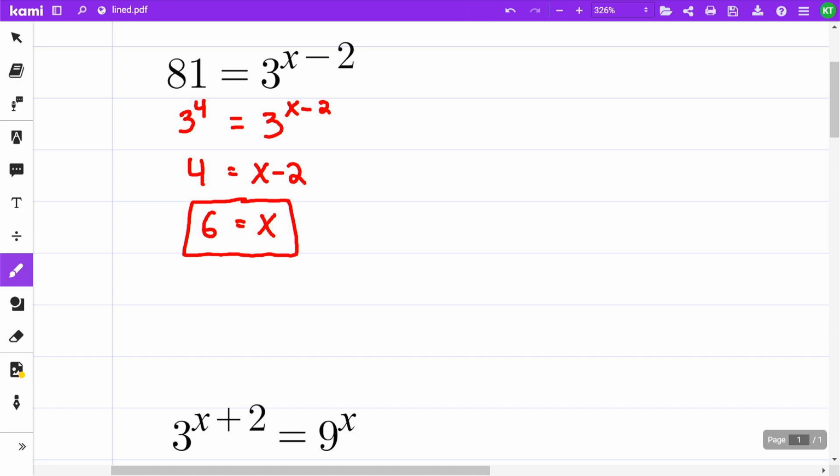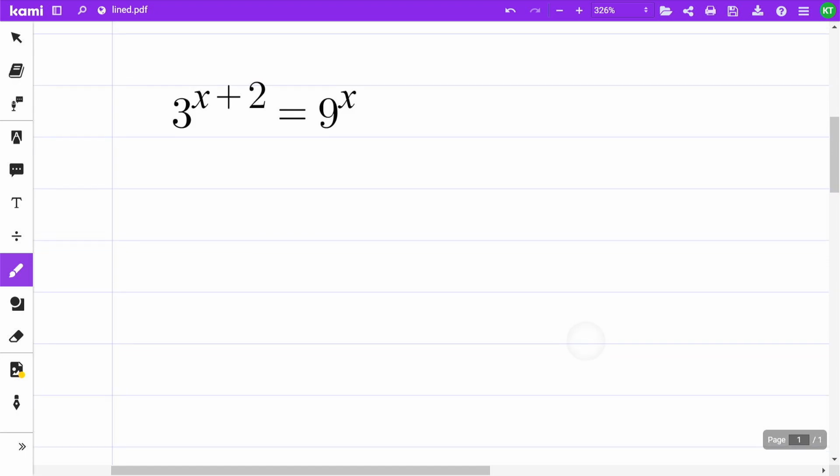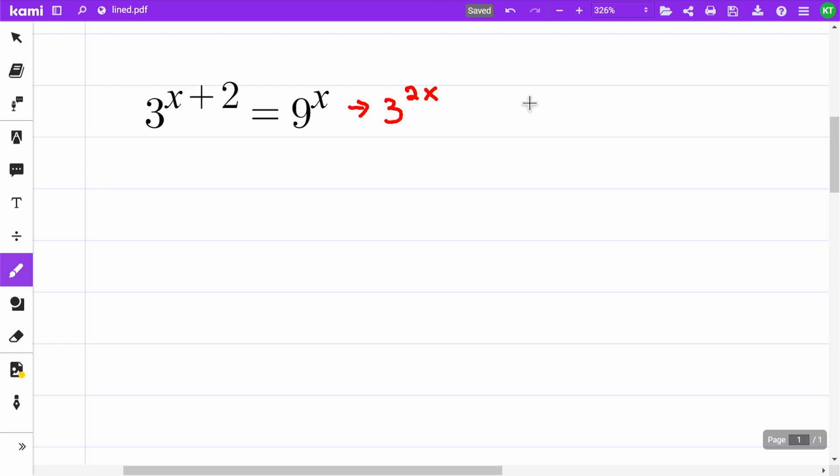All right, so moving on to maybe a little bit more advanced example here. Again, same thing can apply. So I have 3 to the power of x plus 2 equals 9 to the power of x. I can rewrite my 9 to the power of x as 3 to the power of 2x, and that would be because 9 is the same thing as 3 to the power of 2. Raising that to the power of x, when I have power to a power, I just multiply my two exponents together, which is how I get that 2x there. So in case you're wondering why that works, that is why it works right there.